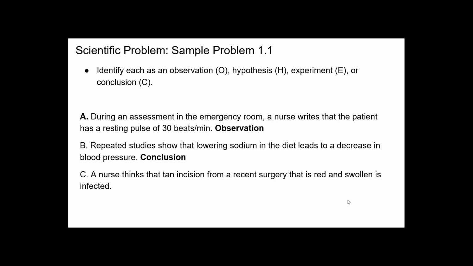And C, a nurse thinks that a tan incision, I missed an A there, from a recent surgery that is red and swollen is infected. So now the nurse is making an observation about something. She's looked at something and she's starting to wonder about it. This would be something questionable. So this would be a hypothesis. She could test this out some way if you sit down and try to determine what the results would be. Not everything's easy. You really have to come together to determine what you want to research and how to lay it out. But this could be a hypothesis. She's looked at an observation and she's made a hypothesis of what could be causing this problem.